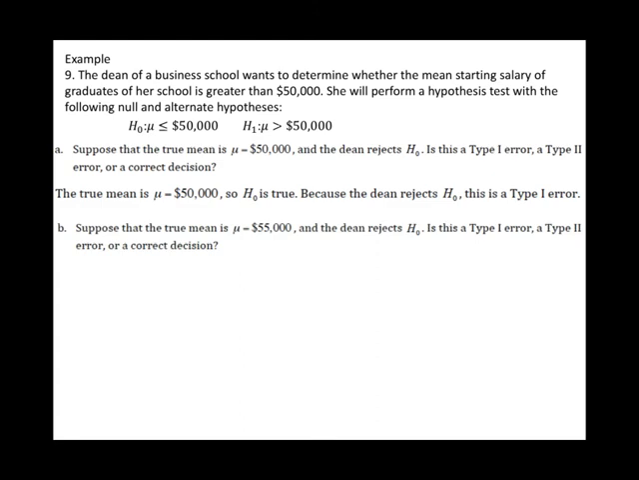Okay, try to do B and C. Suppose that the true mean is 55,000 and the dean rejects the null hypothesis. Is it a type 1 error, type 2 error, or correct decision? So think about it, 55,000. This is strictly less than, right? And this is greater than 50,000. So suppose the alternate hypothesis is true. This one is true. And then the dean rejects the null. Okay, rejecting this one, she should believe this is true also. So this is going to be the correct decision.